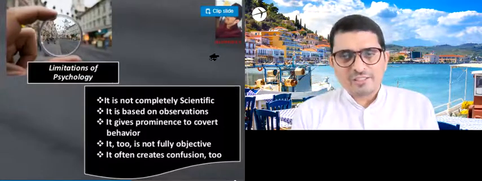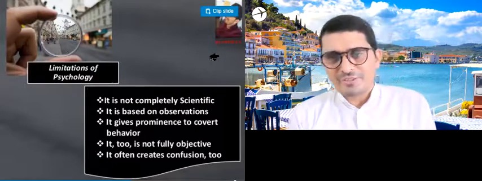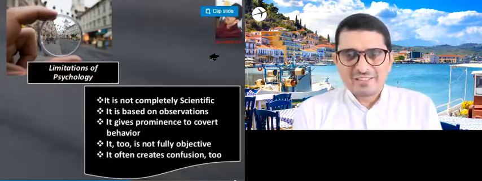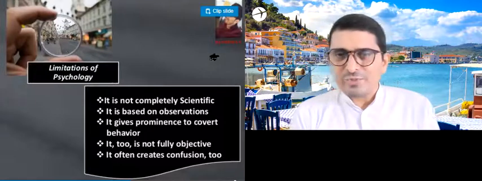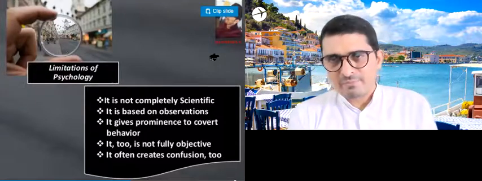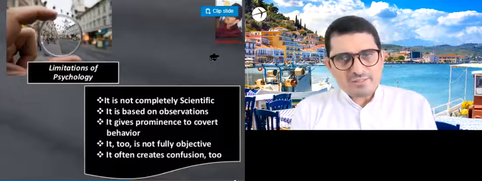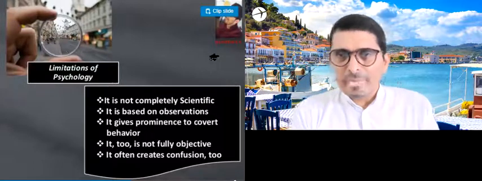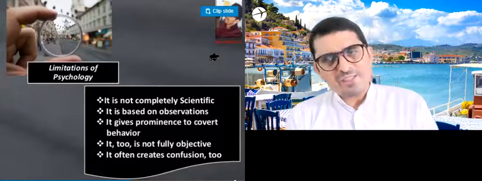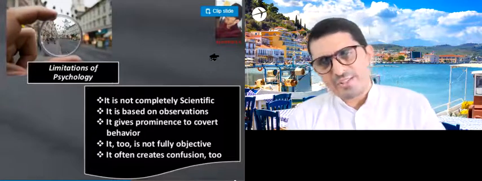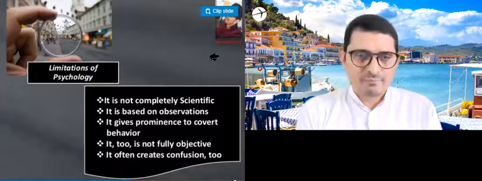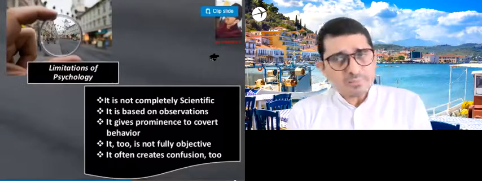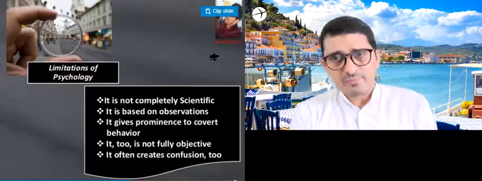And it is not fully objective. Just like philosophy, it has subjectivity. And again, just like philosophy, it also creates confusion. So we cannot tell that, though it is considered as science compared to philosophy, still it is not a complete science, just like physics or chemistry or biology. So philosophy and psychology have got some limitations.